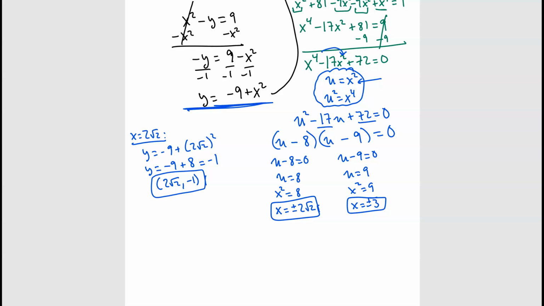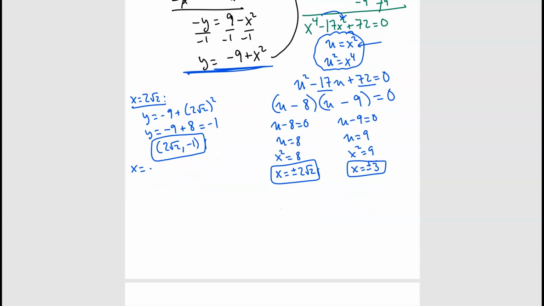Alright, now I did the positive one, now let's do the negative one. x equals negative 2 square root of 2. What is going to be the y value? Y equals negative 9 plus negative 2 square root of 2 squared. So this is just going to give me y equals negative 9 plus still another 8, which still gives me negative 1. So my next answer is going to be negative 2 square root of 2, comma negative 1. That is my second solution.